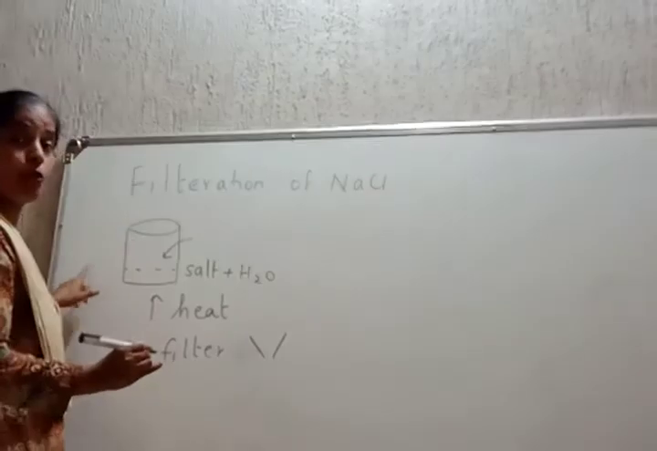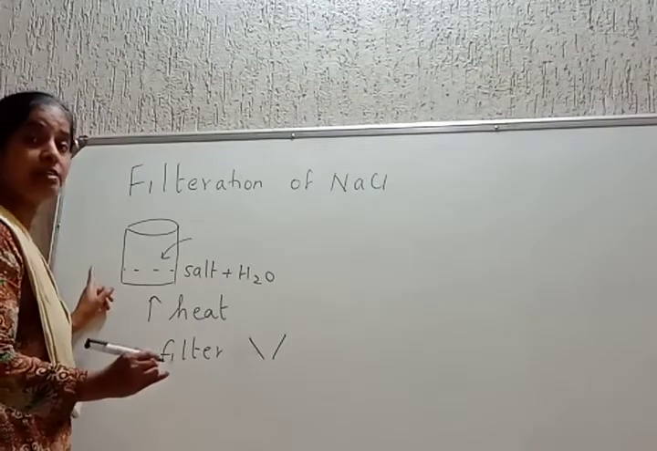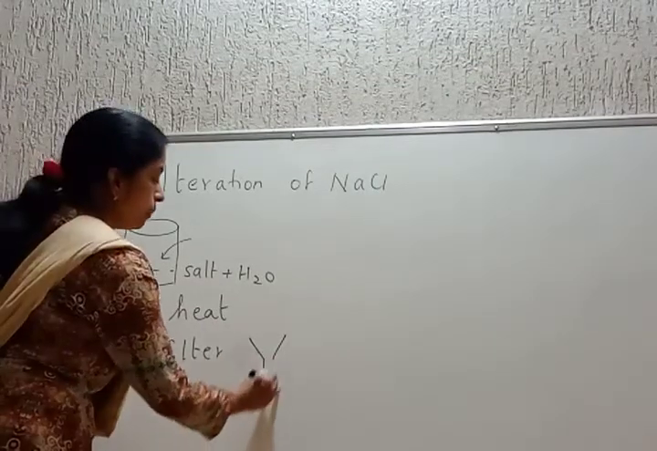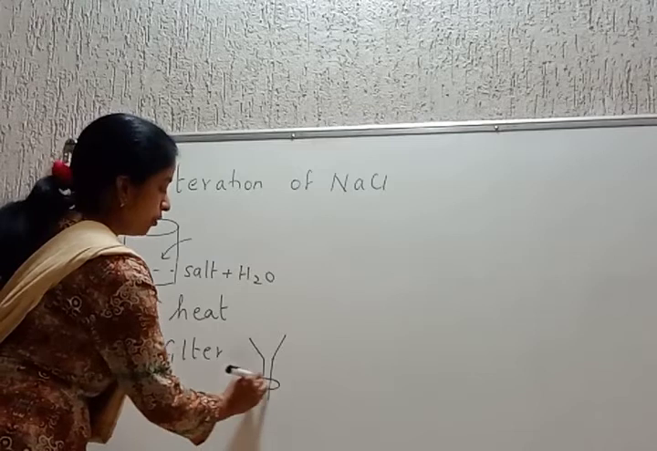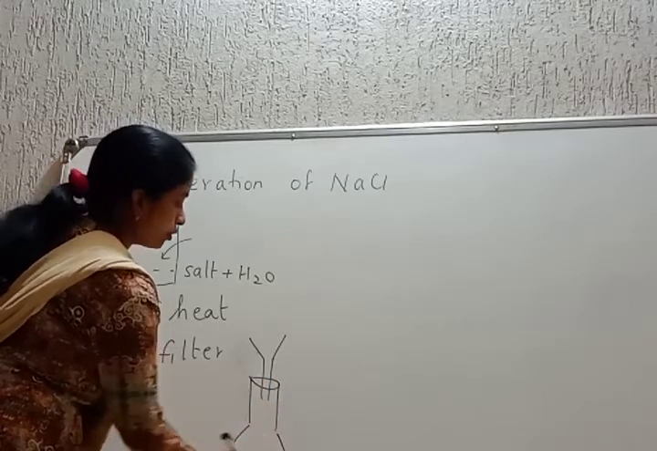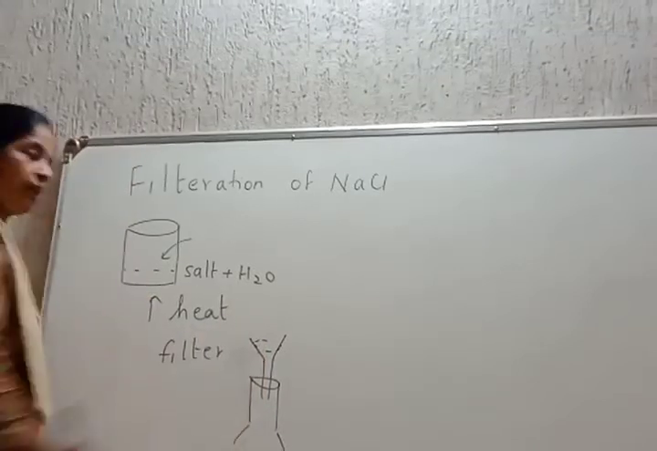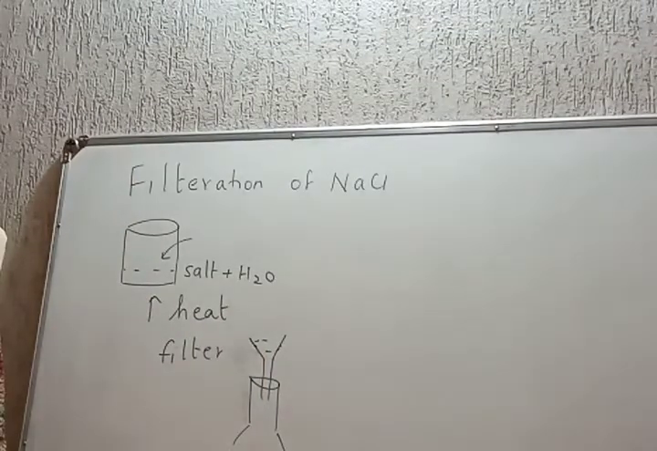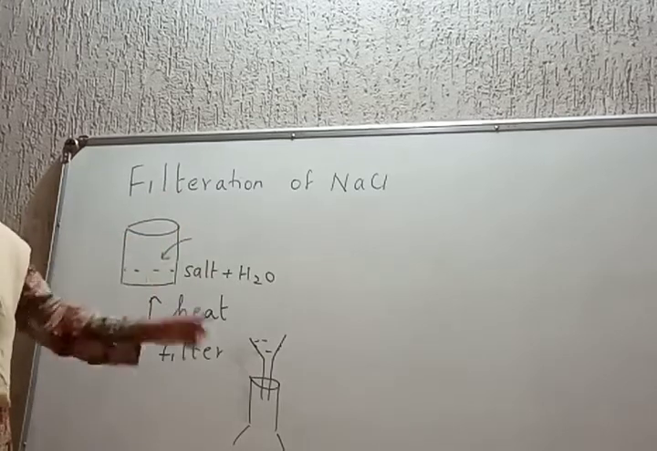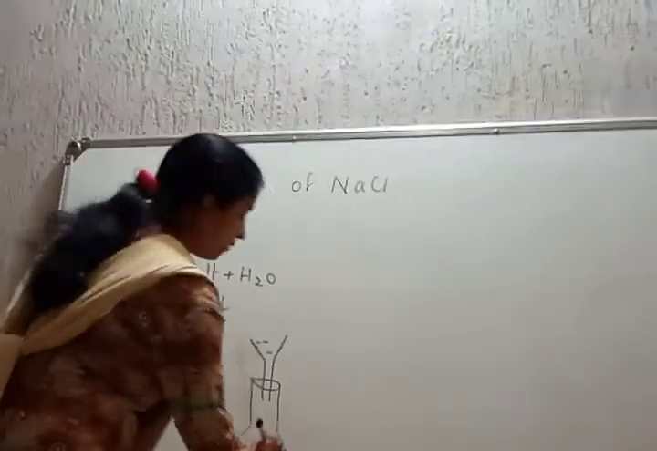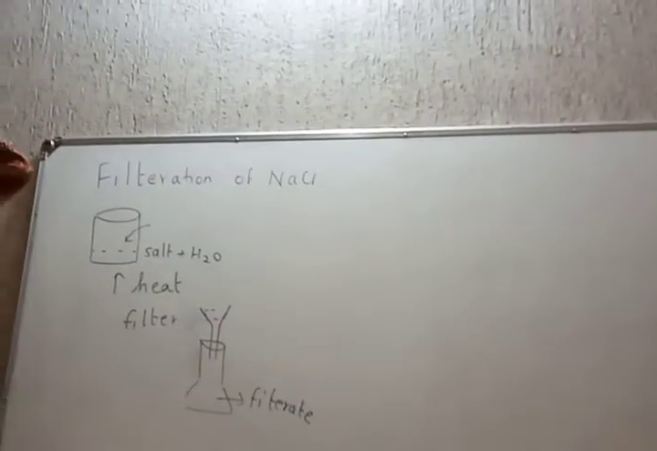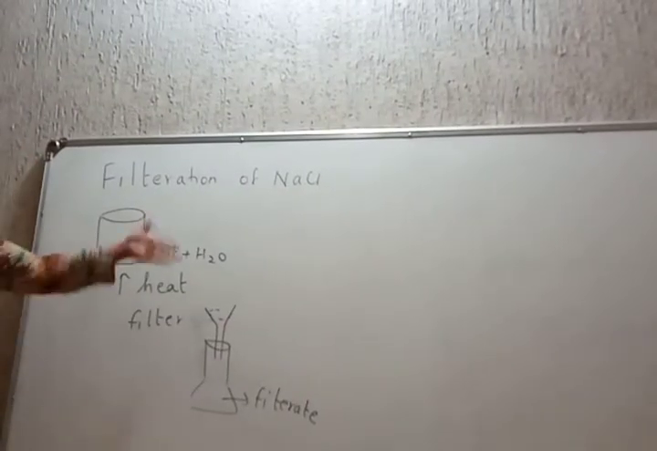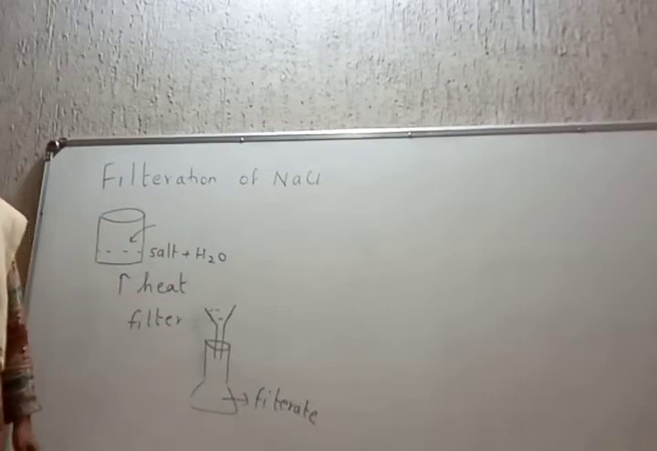First you heat it, you have to make it hot, and that hot saturated solution should be poured through the funnel to which a filter paper is stuck. The insoluble impurities get stuck to the filter paper, leaving behind the filtrate, which contains salt, water and soluble impurities. Insoluble impurities have been removed because they get stuck to the filter paper.